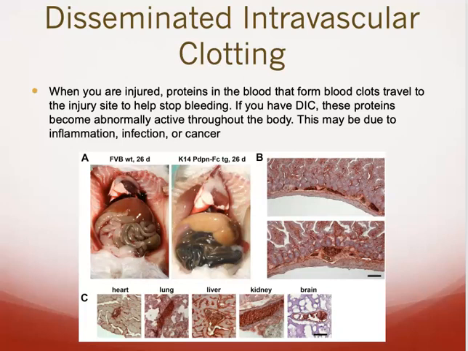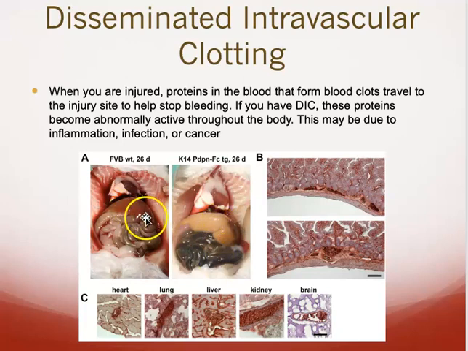The exact opposite of hemophilia is something called disseminated intravascular clotting. So normally, again, blood clotting stays localized. In people who have DIC, the proteins are abnormally active throughout the body, and they may just start spontaneously forming blood clots. And what you're seeing here are actually mice, so this is not a person. But this is your normal, and this is a mouse that has this disseminated intravascular clotting gene.